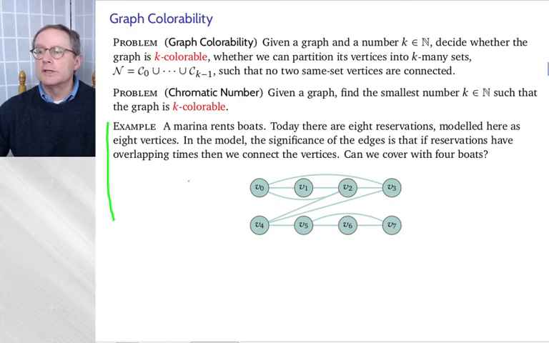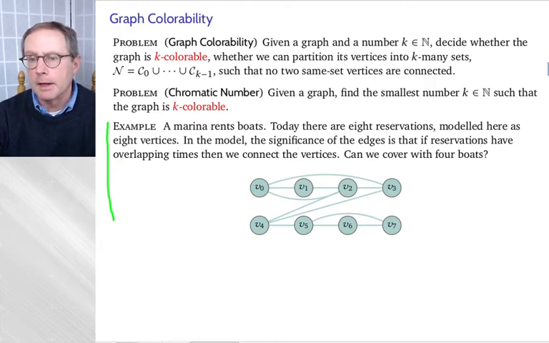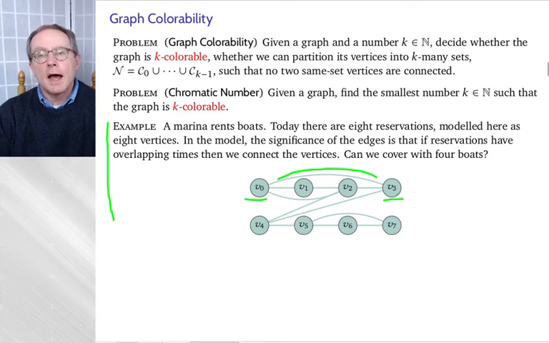In the model, the significance of the edges is that if the reservations have overlapping times, then we connect the vertices. So here, whoops, lost my mouse again, there we go. Here, the significance of this edge right here is that the Smiths and the Bakers have a reservation that has an overlapping time. Maybe the Smiths are from 1 to 4 and the Bakers are from 3 to 5.